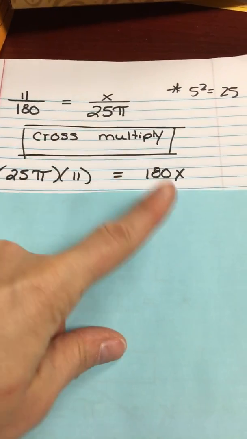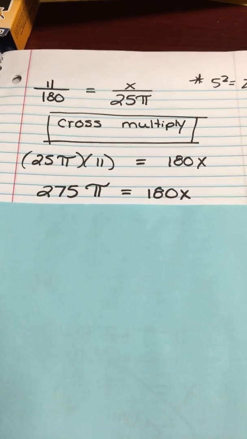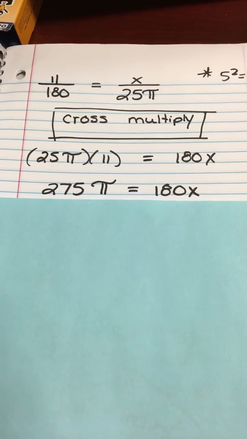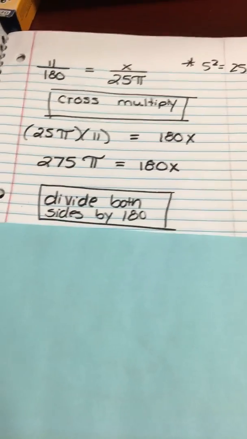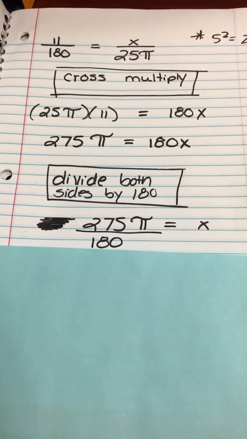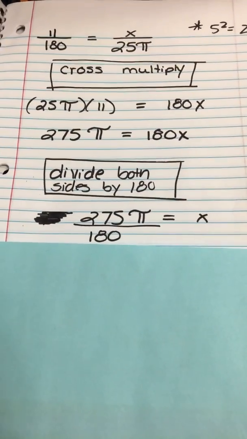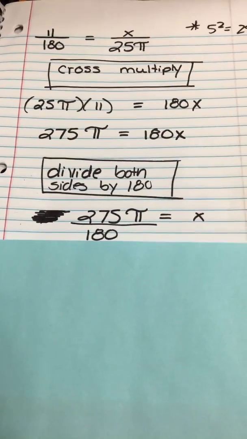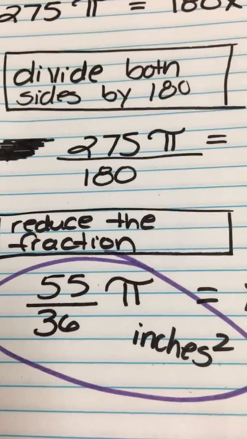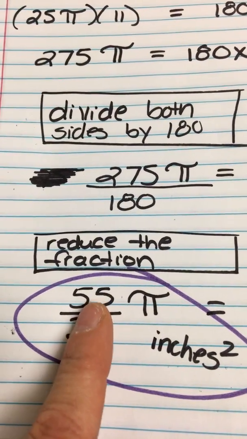Okay, so we cross multiply: 180 times x, and 25 pi times 11, which gives us 275 pi equals 180x. Then we'll divide both sides by 180, and we get 275 pi over 180 equals x. Now remember, we have to reduce it, so go to alpha, y equals 1, and we get 55 over 36 pi. Now you can put the pi to the side, or you can put it on top of the fraction.